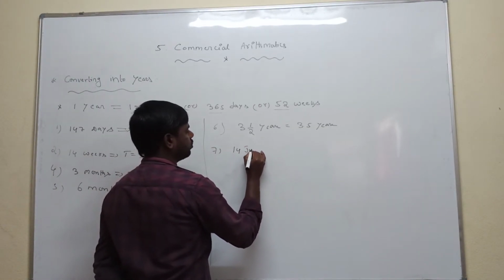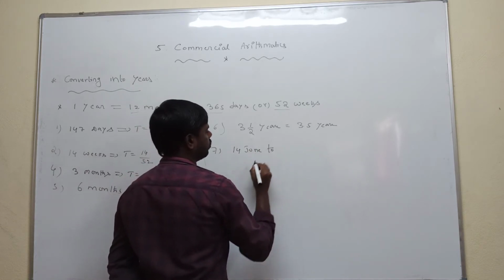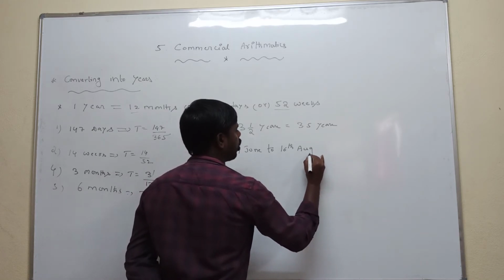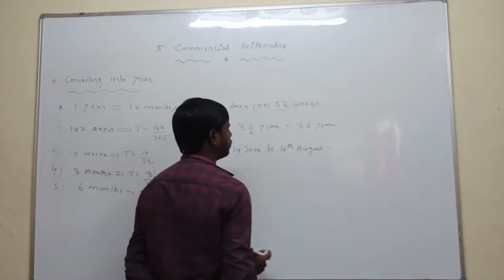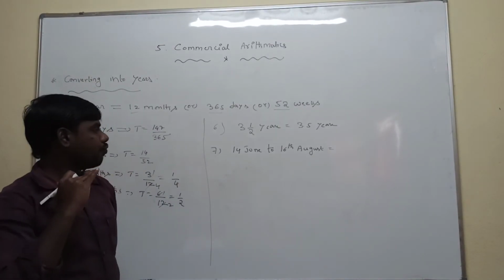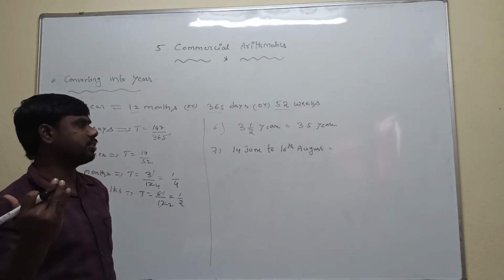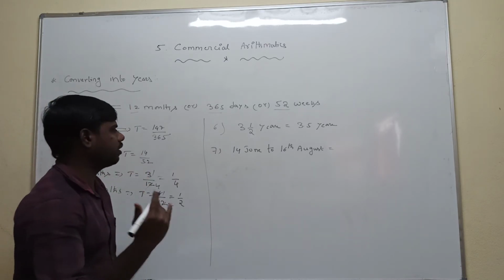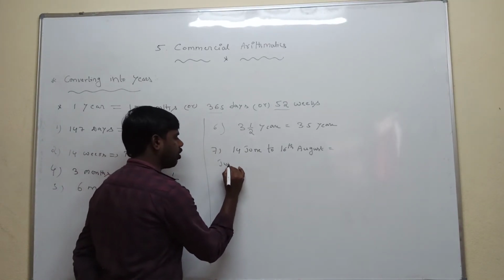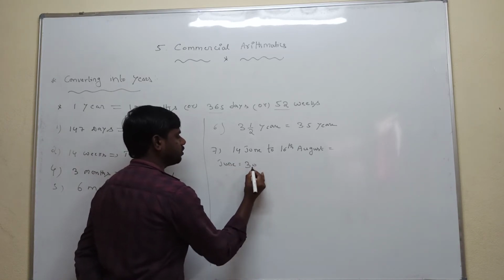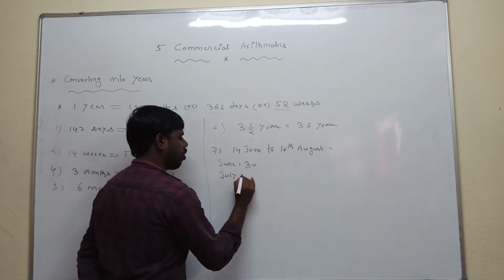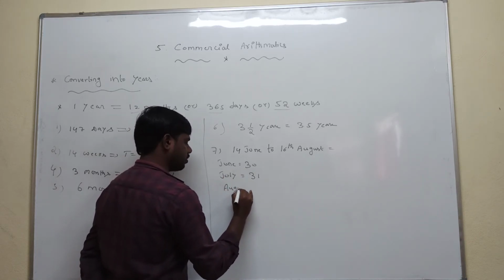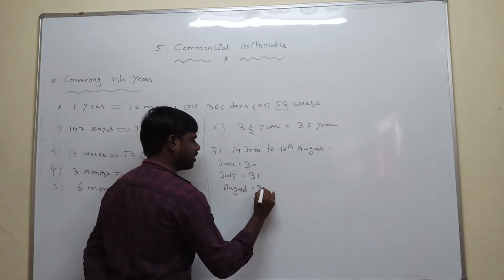Seventh one, 14th June to 16th August. This total has to be converted to the year. See here, given June, how many days are there? 30 days. July, how many days? 31 days. August, how many days? 30 days. You are calculating.